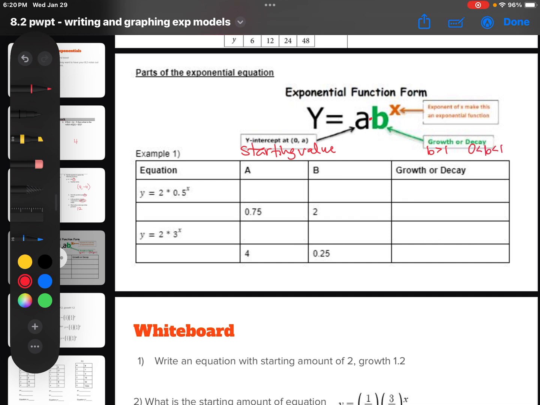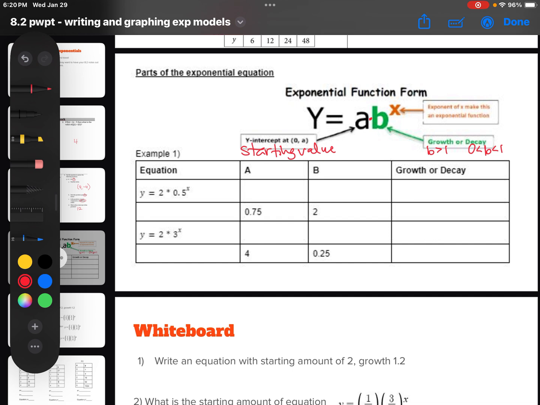The way to remember that: growth occurs when you make numbers bigger. So if you multiply by 2 or 3 or 4 or anything bigger than 1, that's going to make the function grow. Decay, think of that as a fraction of something. So if I take something and make it half the size or a third of the size or a fourth of the size, it gets smaller. That's why your b is between 0 and 1.